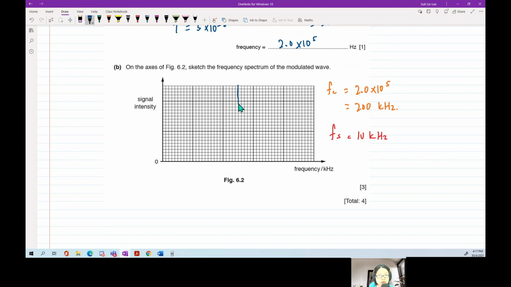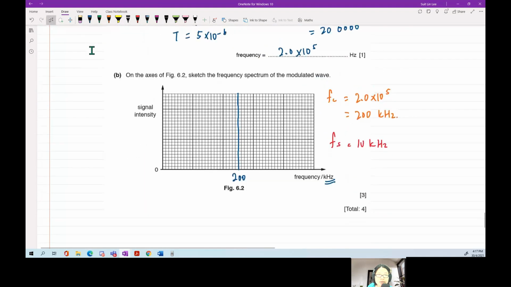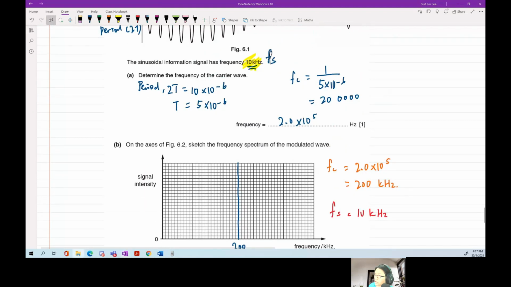So this line will be the carrier wave frequency, and I'll label this one as 200. This is already kilohertz. Then plus minus 10 means I need to start from 0. Yeah, they start from 0 already, but then they start horizontally from 0. Let me check the mark scheme. I don't think you need to, but let me check. Winter 19, Paper 4-2, question 6 actually.